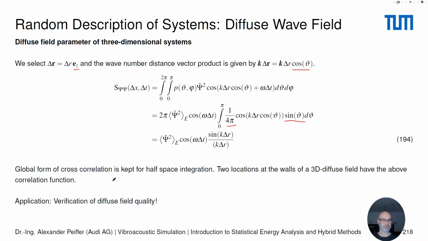Good. So again, the global form of the cross correlation is kept for the half space locations, but two locations at the walls of the 3D diffuse field have the above correlation function. This is quite practical because we can later use this in the verification of diffuse field reciprocity. This is quite well known in room acoustics. In many parts of the literature, this expression is derived. The 2D and 1D versions are less popular. You won't find that in typical acoustic textbooks.